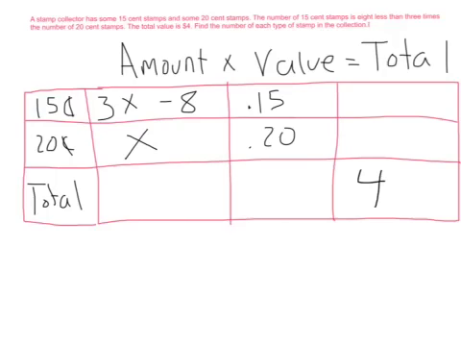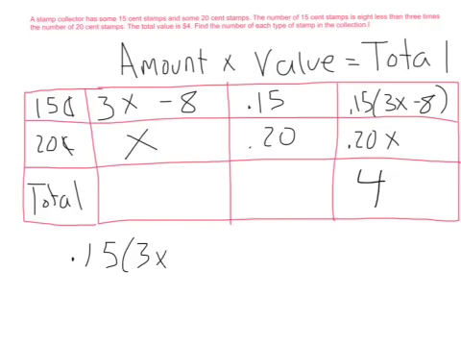Okay, let's look at what we have here and let's go ahead and fill in. We know we could multiply these two rows to get this one, so that'll give us 0.15 times 3x minus 8. Here, second row, we're going to have 0.20 times x. And now I have my subtotals here. I've got my total of 15 cents, my total 20-cent stamps. I can just add those together. That'll give me 0.15 times 3x minus 8, plus 0.20x, and that's going to give me a total of 4.